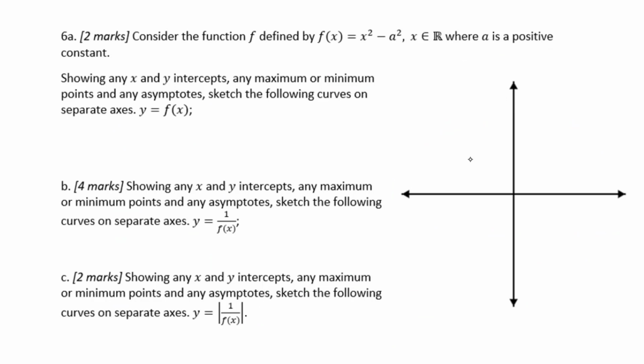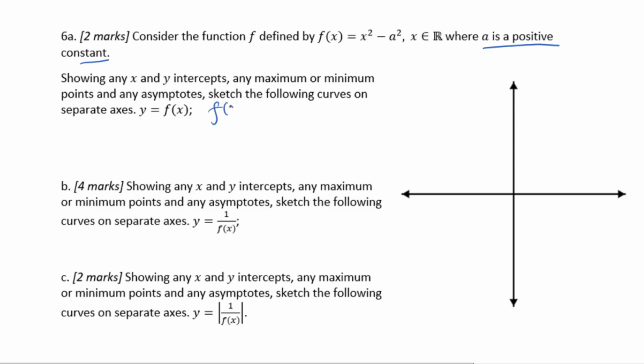Let's go to 6a. Consider the function f defined by f of x equals x squared minus a squared, x is all real numbers, where a is a positive constant. Showing any x and y intercepts, any maximum or minimum points and any asymptotes, sketch the following curve on separate axes. y equals f of x.